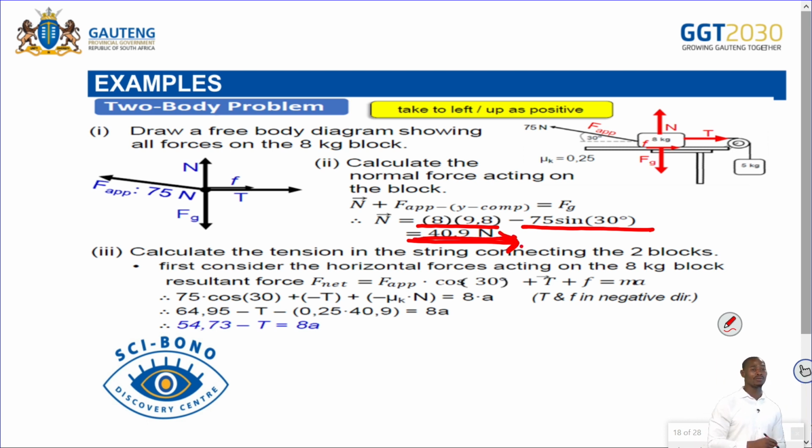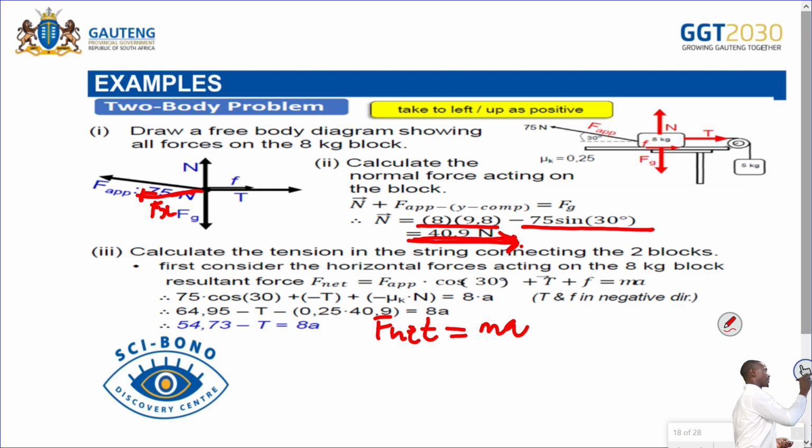Then they want us to calculate the tension. We have already resolved that force into its components. So how are we going to get the tension? Let's remember, I said to you, since there are 2 objects here, focus on each object. We can start with the 8 kilogram block. For the 8 kilogram, F net equals ma, looking at the forces acting horizontally.